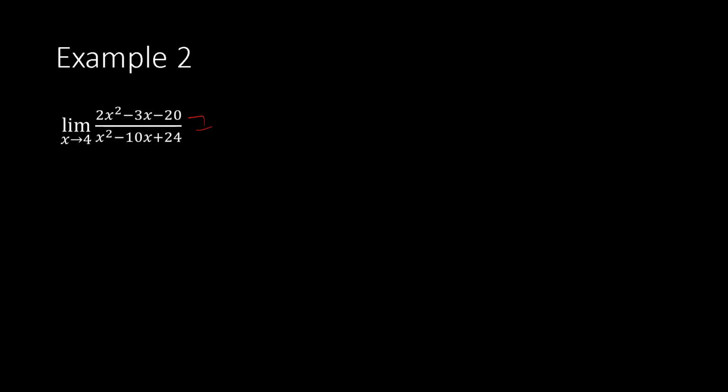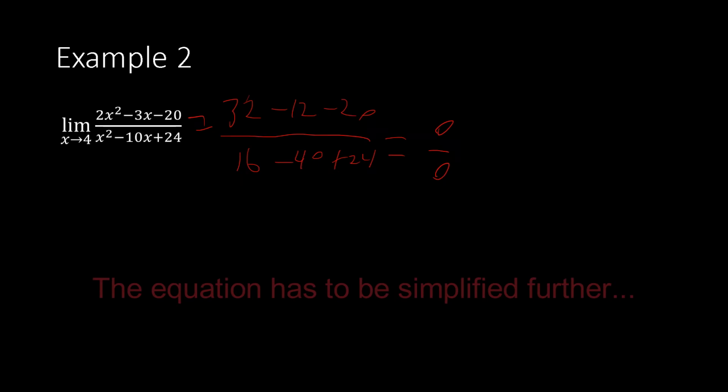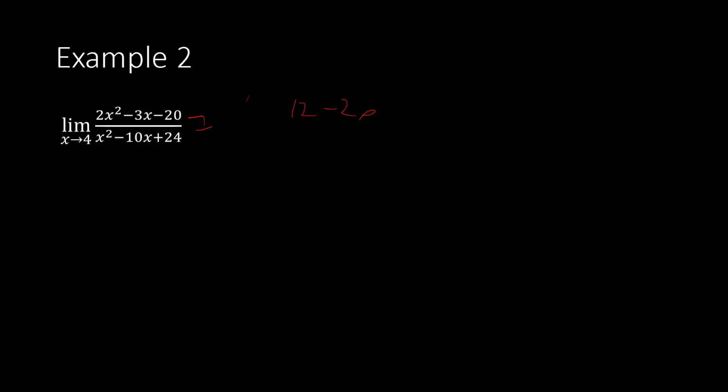For example, here, as we evaluate this, just plug in x equals 4, 32 minus 12 minus 20 over 16 minus 40 plus 24. And in this case, we are going to get 0 over 0. So this means that we're going to have to use one of our three strategies to simplify this limit, so that we won't get an indeterminate form. So since in this case we have a polynomial over another polynomial, we're going to use factoring. Now we already know that when x equals 4, both of these expressions on the top and the bottom are equal to 0. So I'm going to use synthetic division to get that 4 factor out.